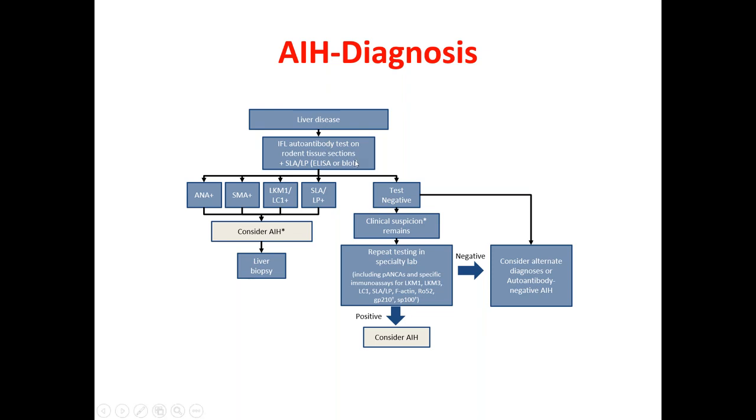The first thing we do is normally the autoantibodies. Normally we do ANA, SMA, and LKM. If these antibodies are negative and we think there is a very high chance, we do other autoantibodies. And if these antibodies are present, liver biopsy is normally required to confirm the diagnosis. If the antibody tests are negative and suspicion of diagnosis is very high, one can repeat the antibody testing in specialty labs which are available in tertiary care centers. And one can do non-conventional antibodies, and if they are positive, we consider it autoimmune hepatitis.